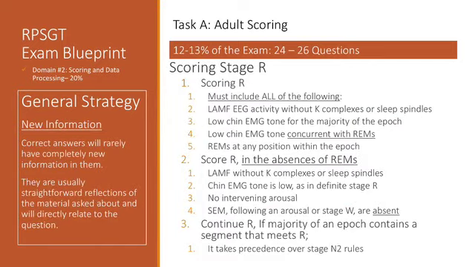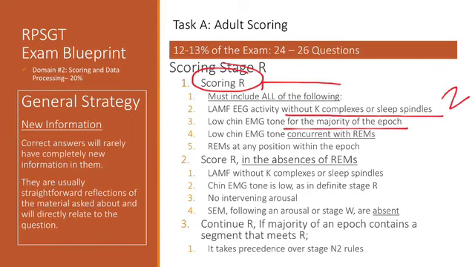Now we're talking about when we apply the rules for scoring stage R. Scoring stage R has to include all of the following criteria. Number one, low amplitude mixed frequency EEG activity without K complexes or spindles. So again, LAMF with Ks and spindles would be stage 2. We don't want to see the Ks or the spindles present. You should see a low chin tone for the majority of the epoch, and you're going to see a low chin tone concurrent with REM.